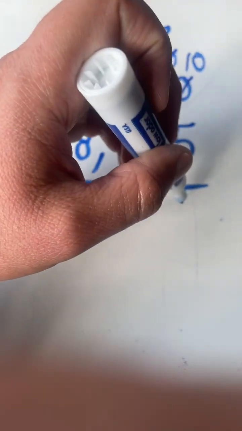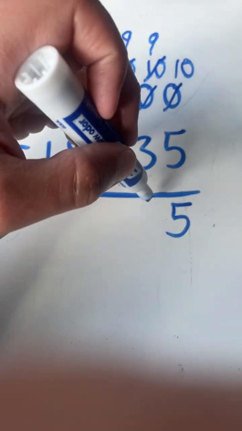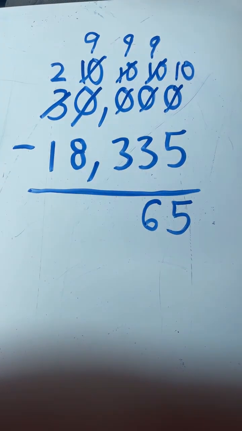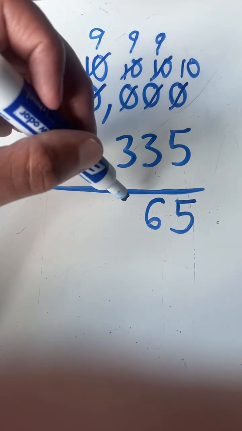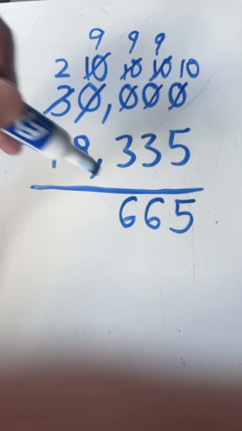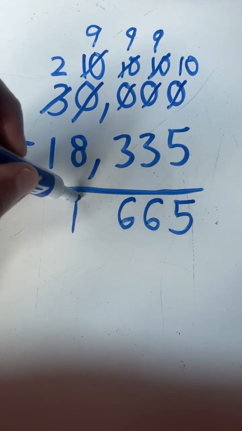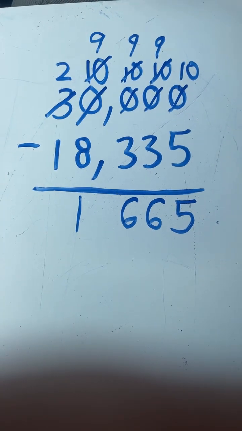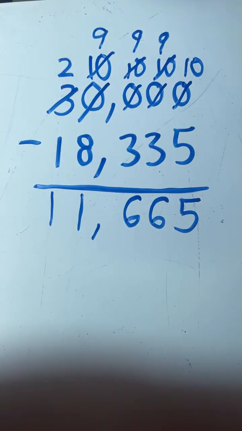10 minus 5 equals 5. 9 minus 3 equals 6. 9 minus 3 again equals 6. 9 minus 8 equals 1. And 2 minus 1 also equals 1. And we have our final answer.